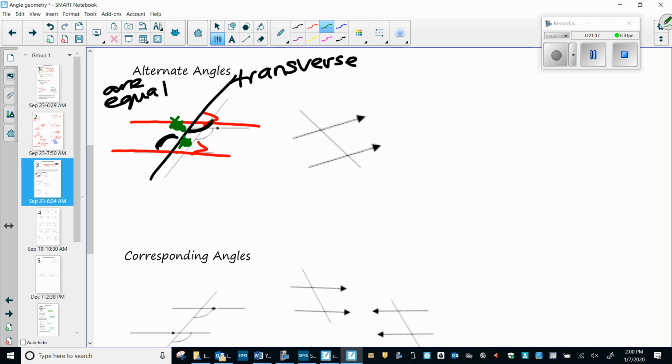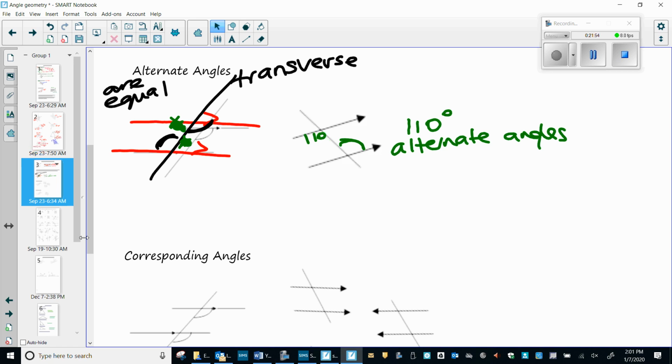Right, so if I know that this angle here is 110, and I'm asked about this one here, I know that that one would also be 110, and they are alternate angles. That's all you have to say, they're alternate angles.